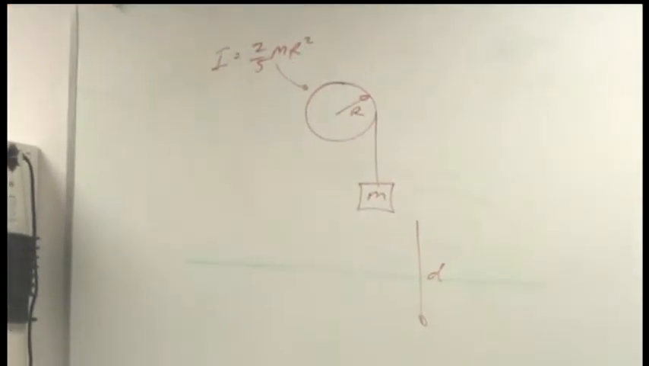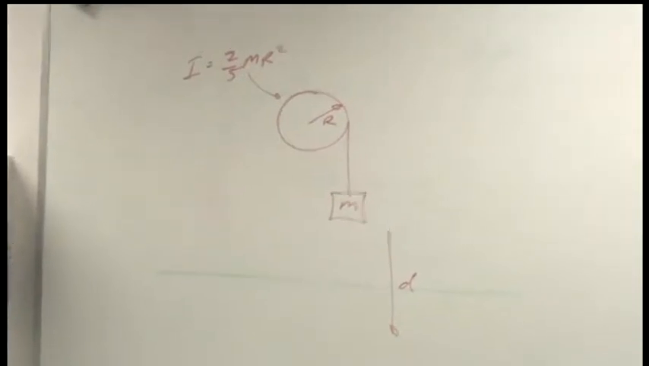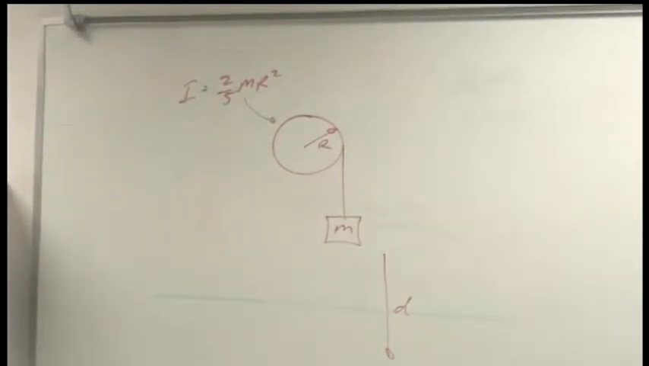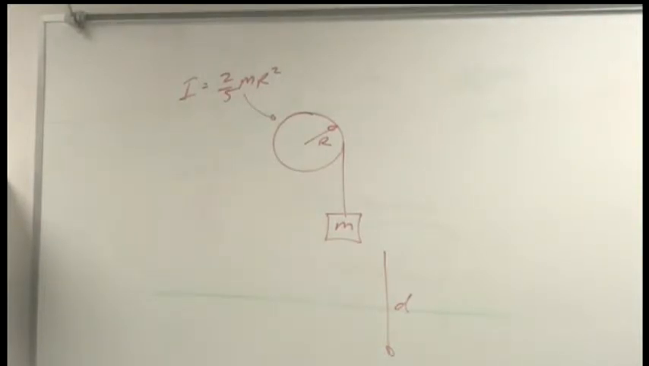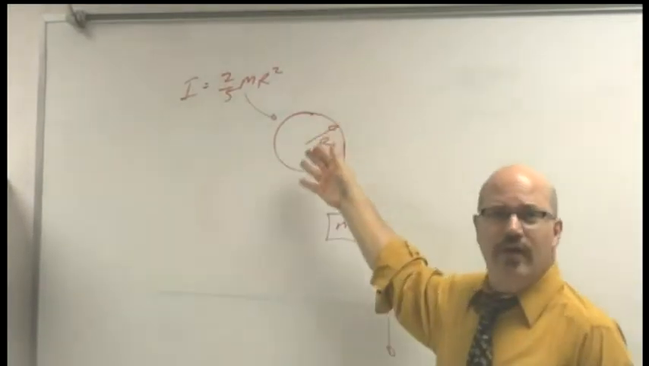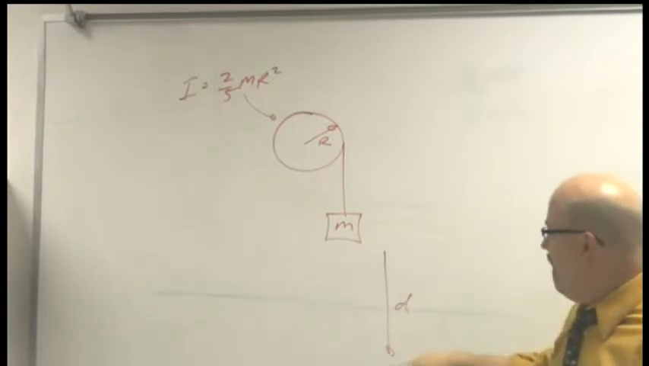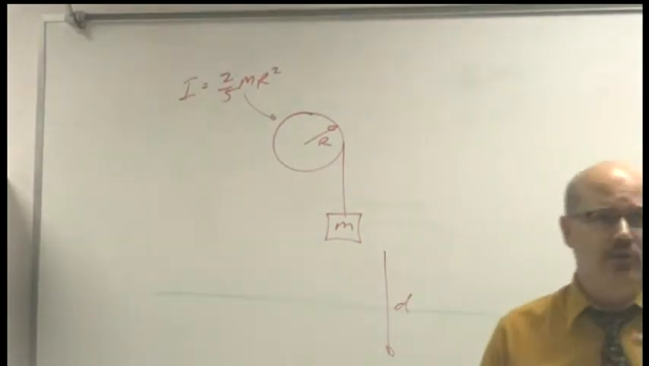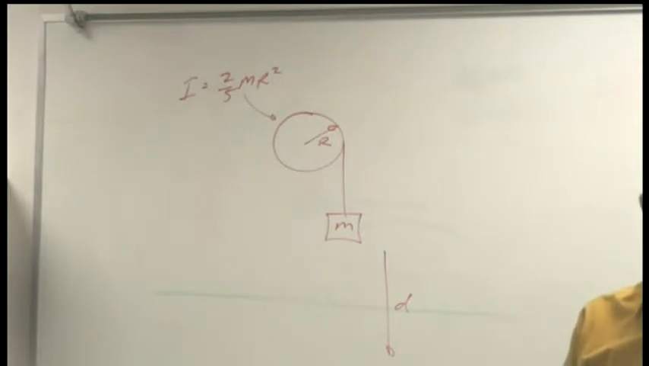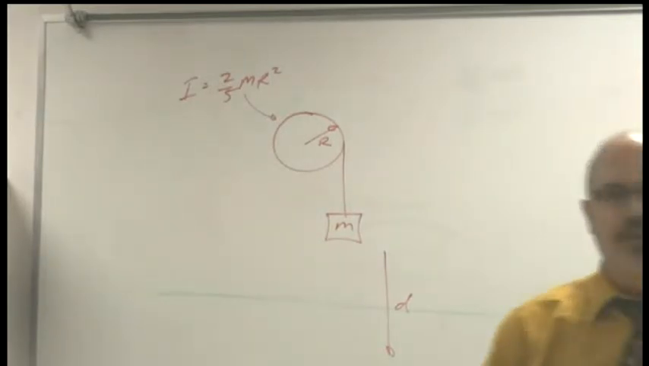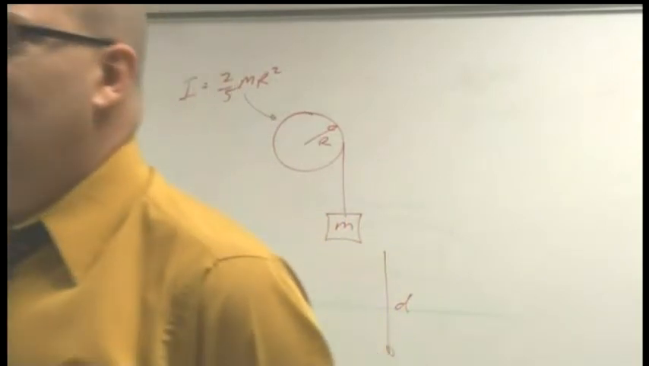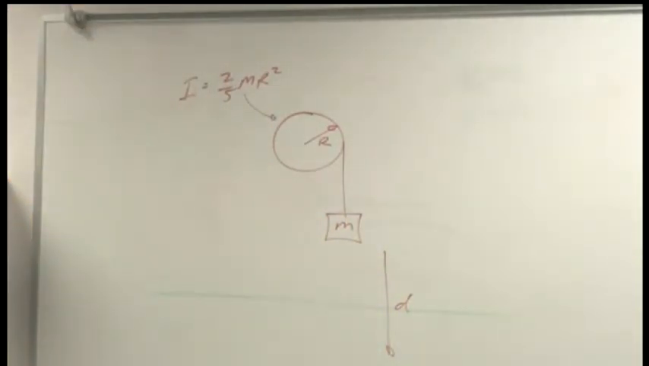Now, we've seen this problem before. We've solved this problem before. When we solved it before, we solved it with forces and torque, found the acceleration, and once we found the acceleration, we used kinematics to find out how fast it was going when it got here. So we could easily do that. I want you to solve it that way first, with forces and torque and acceleration and kinematics, and we'll solve it with energy second.